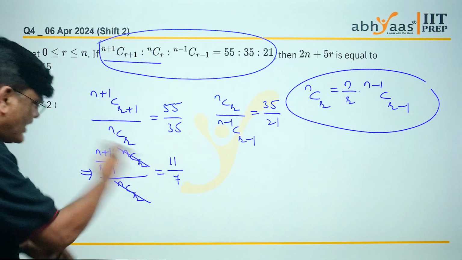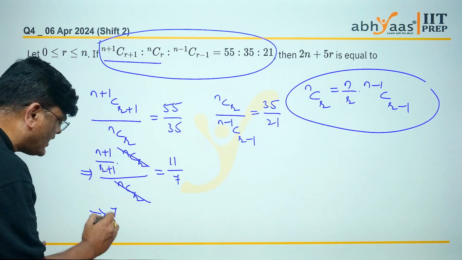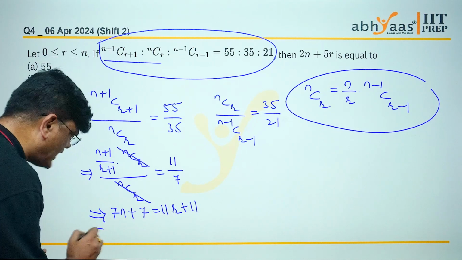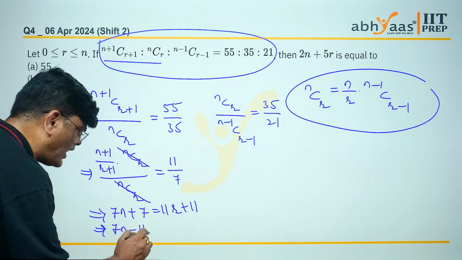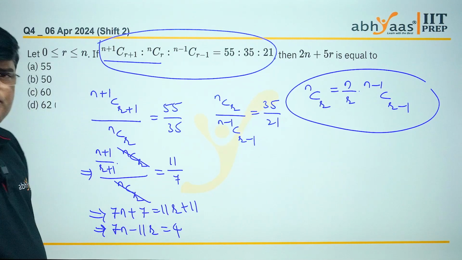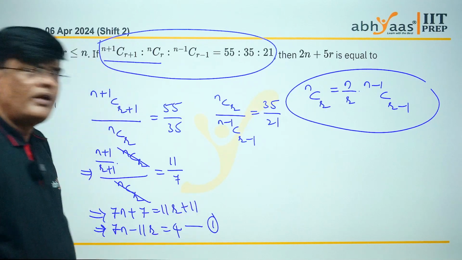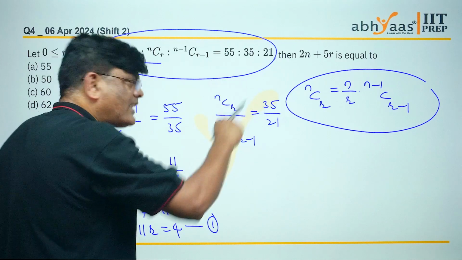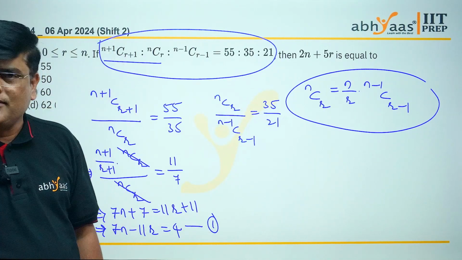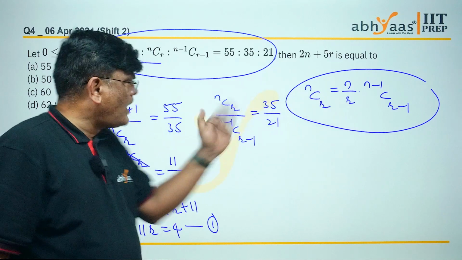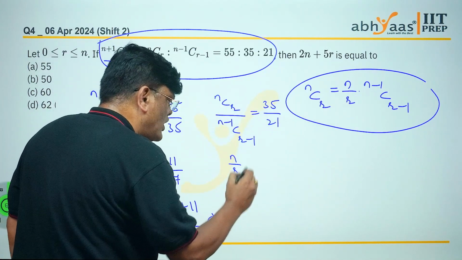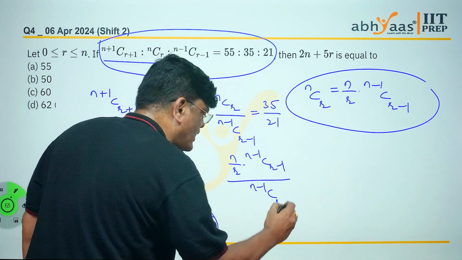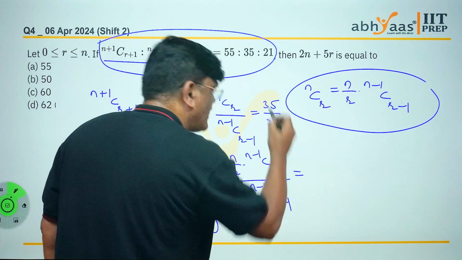Okay, students. Now after some calculations, cross multiplication, we get 7n plus 7 equals 11r plus 11, or 7n minus 11r equals 11 minus 7, that is 4. Now this is equation number 1. Similarly, from the second one, if you write it separately, there is a chance to get n minus 1 C r minus 1, with the help of that result. Same here also, I am taking n by r into, now we have to decrease 1, so n minus 1 C r minus 1 by n minus 1 C r minus 1. So this equals 35 by 21.